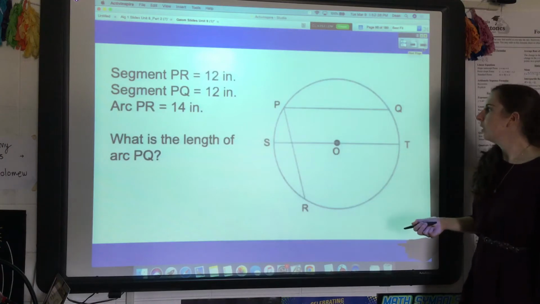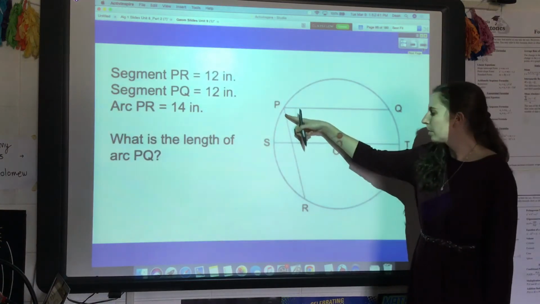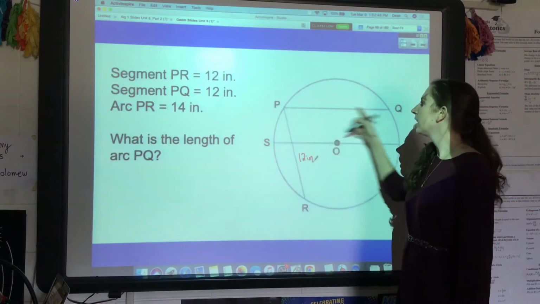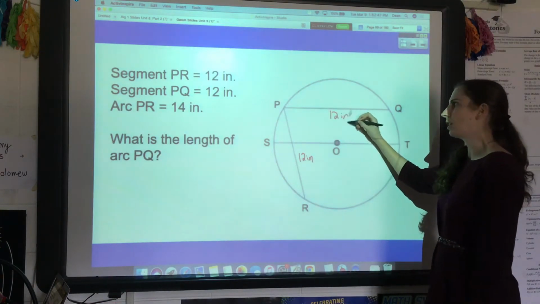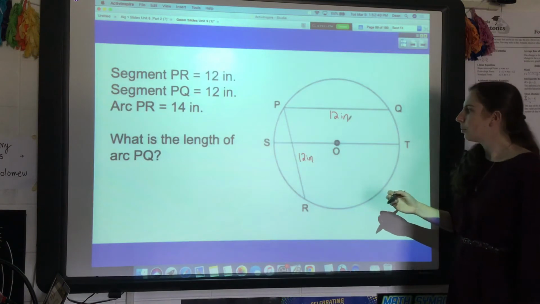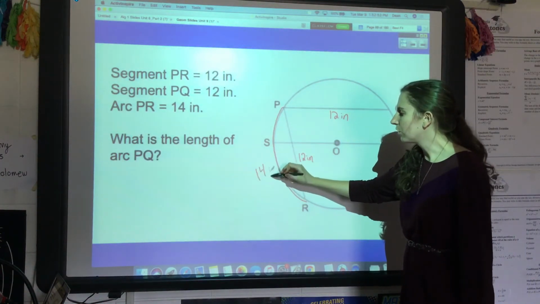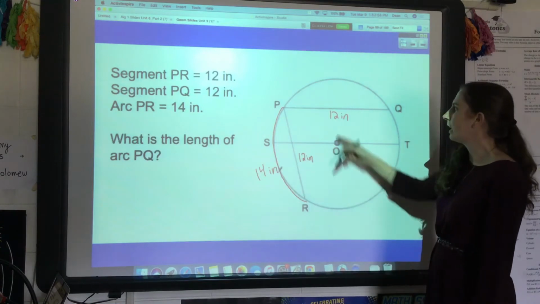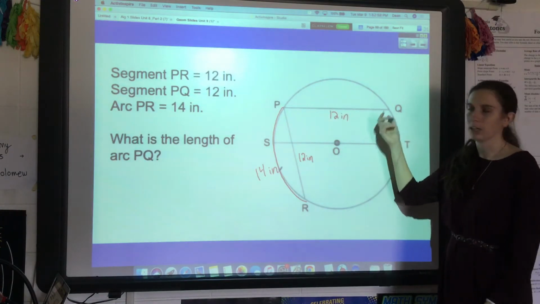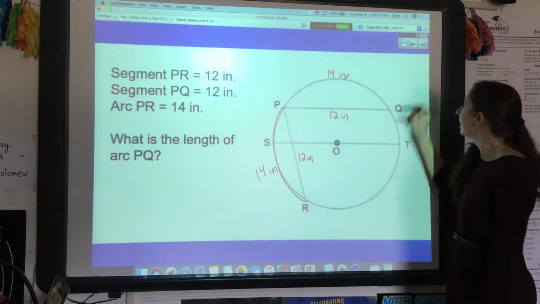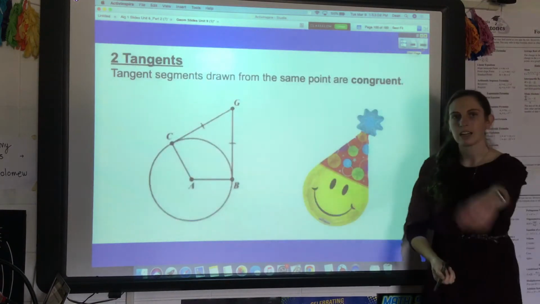So for example, let's say segment PR is 12 inches, segment PQ is 12 inches, and I know that those are congruent, and arc PR, right here, is 14 inches. What would be arc PQ? It would just be the same, also 14 inches. That's it. All right, let's talk about another kind of common sense one.